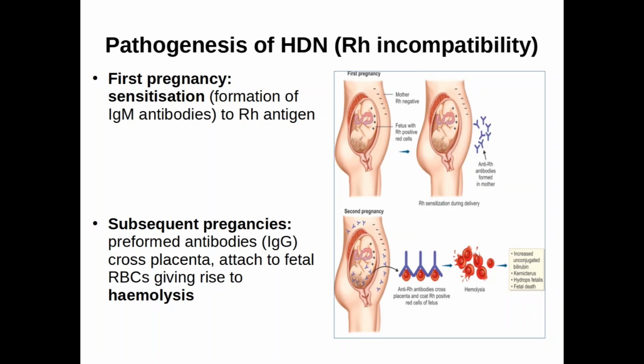In the subsequent pregnancies, that is, if the mother gets pregnant a second or more times, IgG antibodies would have formed, which are capable of crossing the placenta, attaching to fetal RBCs and giving rise to further steps in the disease.